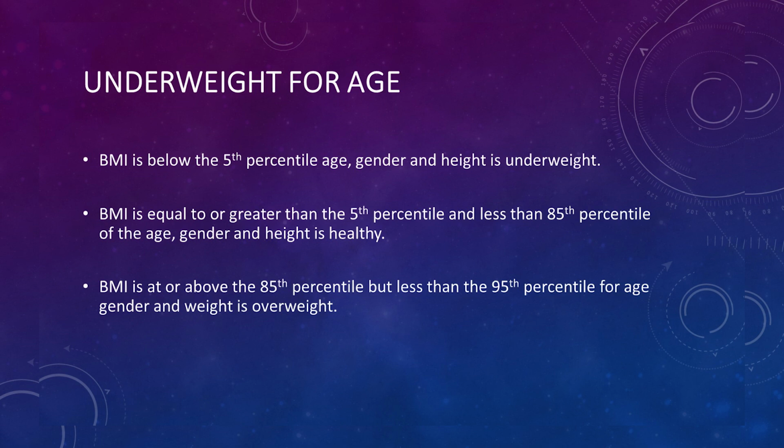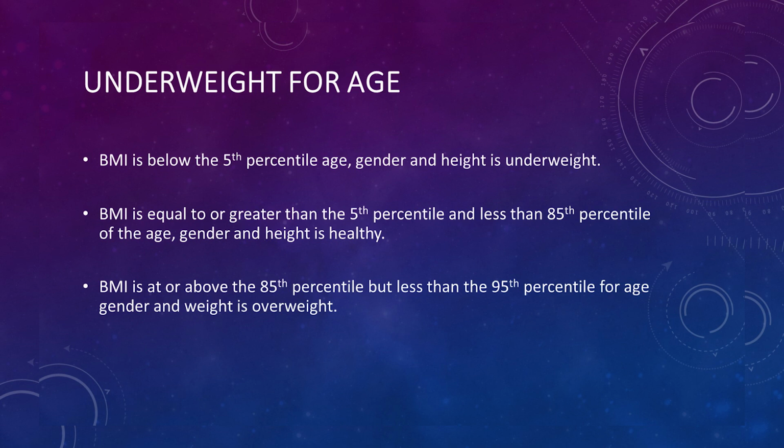When the BMI is equal to or greater than the 5th percentile and less than the 85th percentile of the age, gender and height, it is healthy. So if the percentile is between the 5th and 85th percentile, it is a healthy percentile. The baby is healthy for that age and sex.